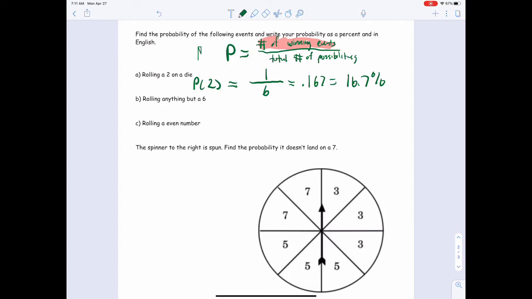There. Rolling anything but a 6, so not a 6. Well, how many numbers aren't a 6 on a die? 5 out of 6. And 5 out of 6 is about 0.83, and that's 83%.